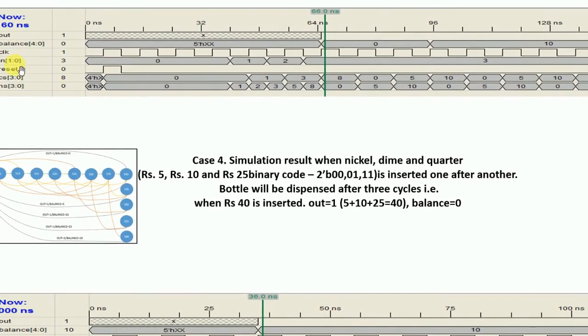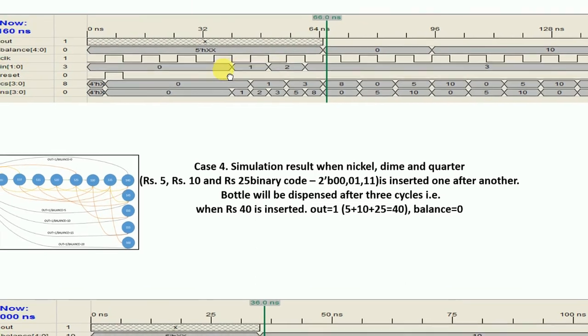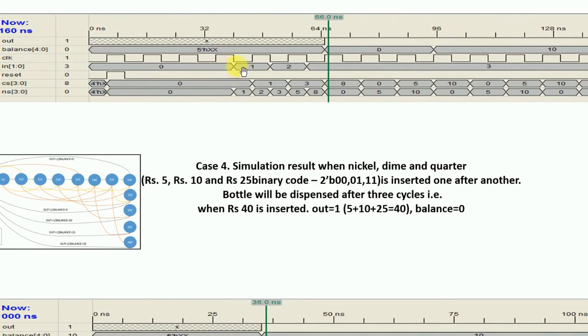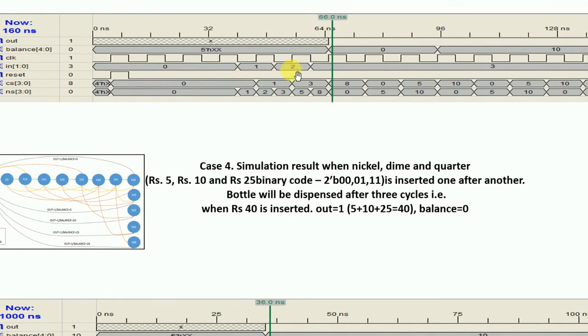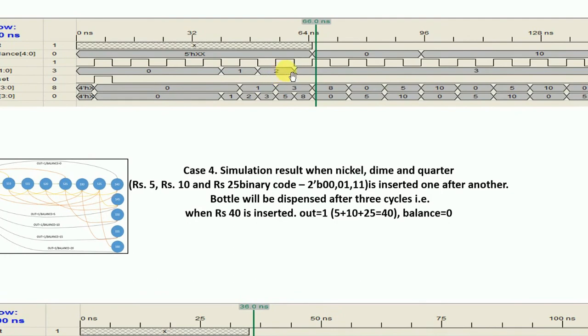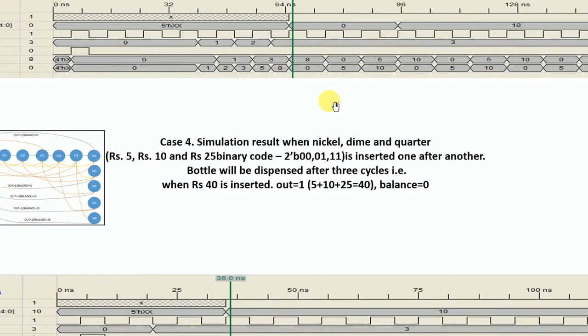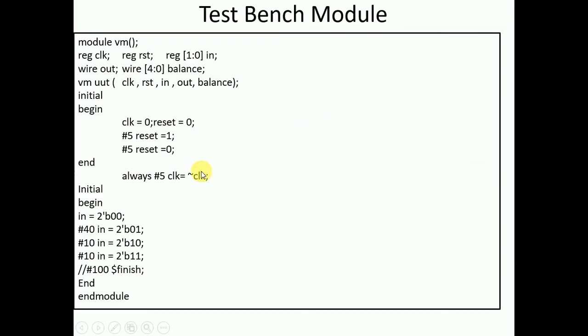Now input. Firstly, we have defined our input as 0. Then we have defined our input as 01 after 40 seconds. So after 40 seconds our input will be 1. Then after another 10 seconds our input will be 2. And after another 10 seconds our input will be 3. Now you might have noticed that here after 60 seconds we have declared our input as 2-bit binary 11.